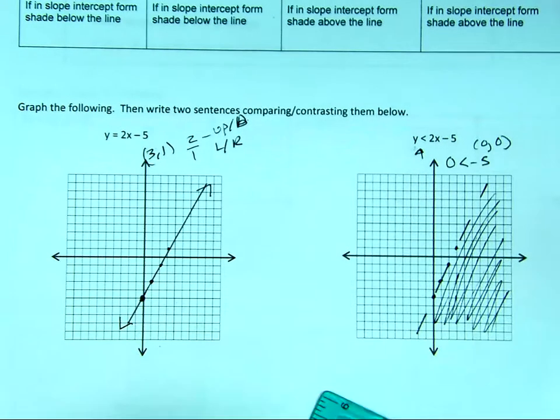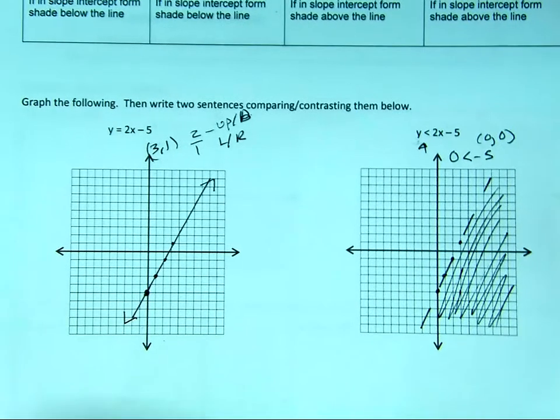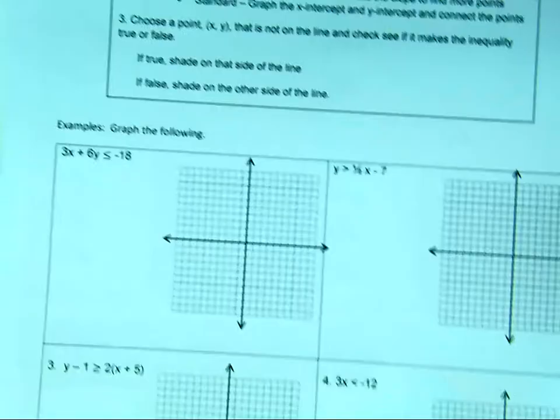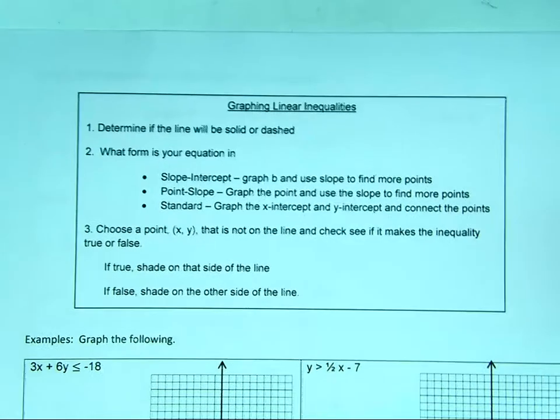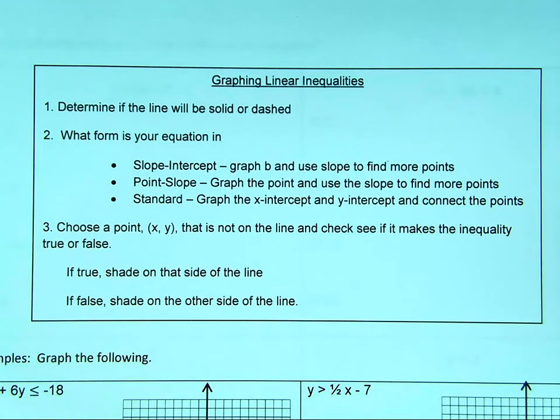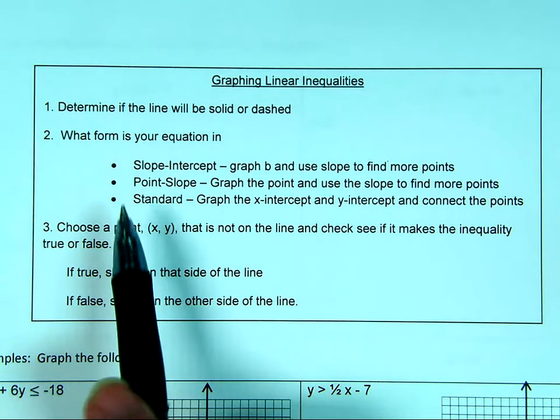So we are going to graph a few, and then we're going to do a story problem. These are the steps in case you are interested. I like to determine first if it's going to be solid or dashed because I find that I forget later if I don't do that first, and then make a little note.